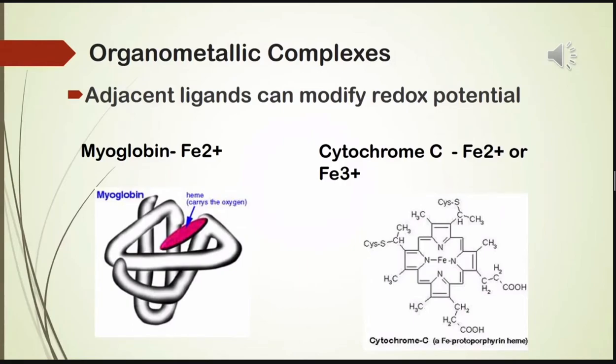As part of organometallic complexes, the adjacent ligands to the metal ions can also modify their redox potential. Given here, for example, is myoglobin. The ligands in myoglobin maintain the valence of your iron at 2+. In contrast, your cytochrome C is able to cycle the valence of your iron from 2+ to 3+ and back.